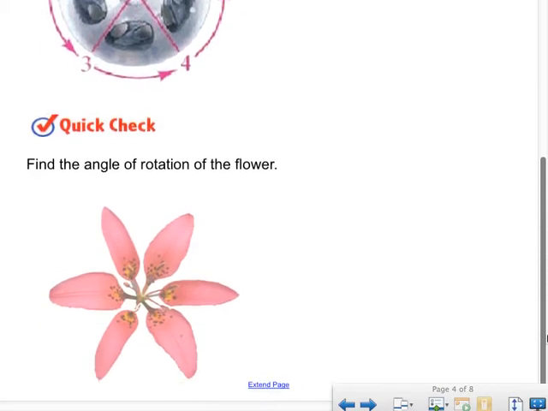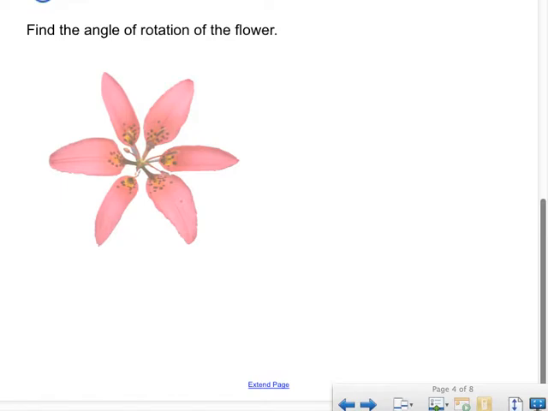Let's take a look at this. In nature, we often see symmetry. How many different positions do we have for this flower? How many positions will match pretty close to the original? 6, right? So if we have 6 positions that match the original, we take a full rotation and divide by 6, and what do we get back? 60 degrees. Okay, any questions?